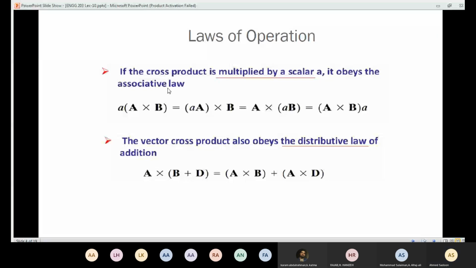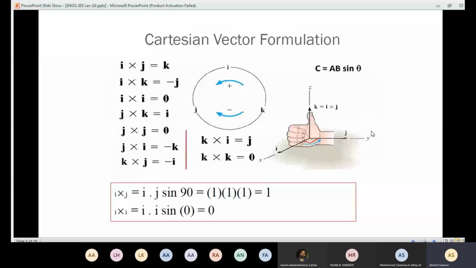Now, we are going to get back to our three-dimensional system. Here we have I, J, and K, the unit vectors. I is a vector, J is a vector, and K is a vector. What if I want to get the cross product of I cross J? I have I and I have J.